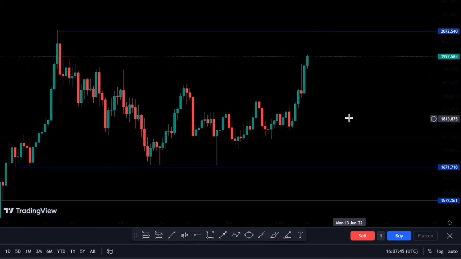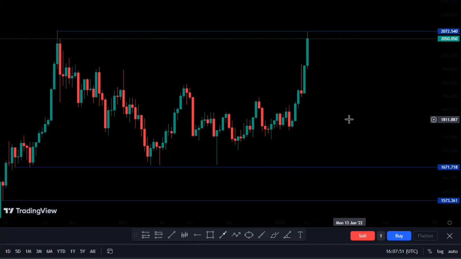We can see price is now starting to push impulsively to the upside. Then it came to our previous high, giving us a double top. When it comes to the previous high, giving us a double top, it then rejects. This is the first confirmation. The candle hasn't closed, but this is a first confirmation that the market has failed to break above the previous high.